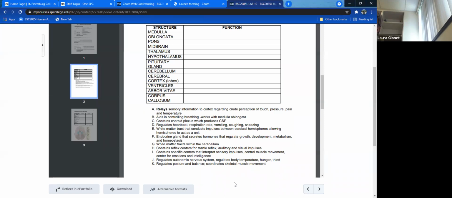Regulates the autonomic nervous system, regulates body temperature, hunger, and thirst. J, that goes with the hypothalamus. And K, regulates posture and balance, coordinates skeletal muscle movement. That is your cerebellum.